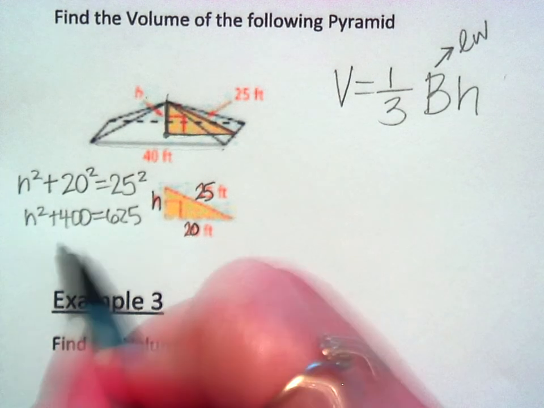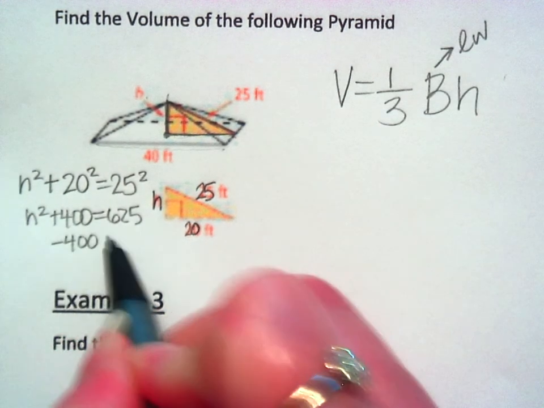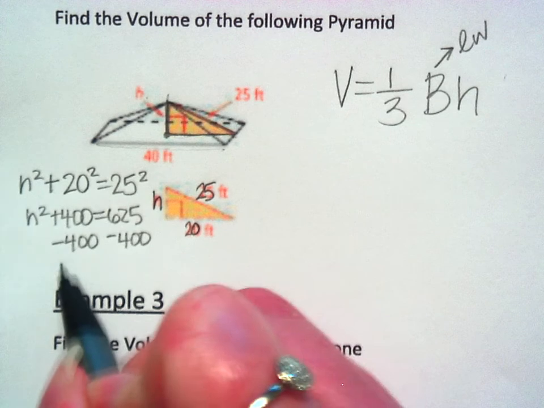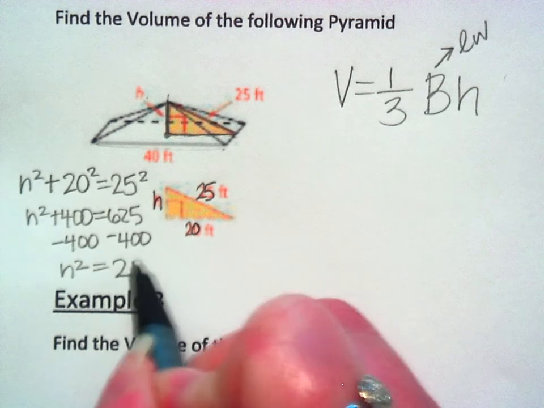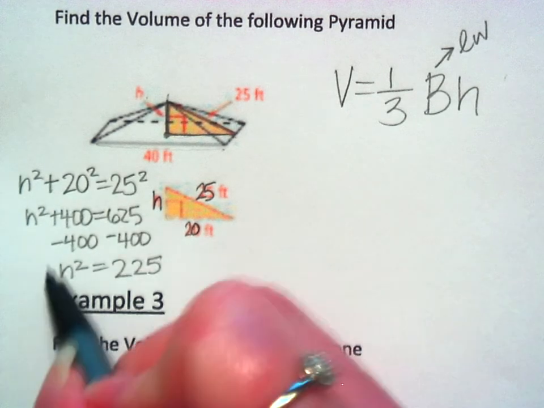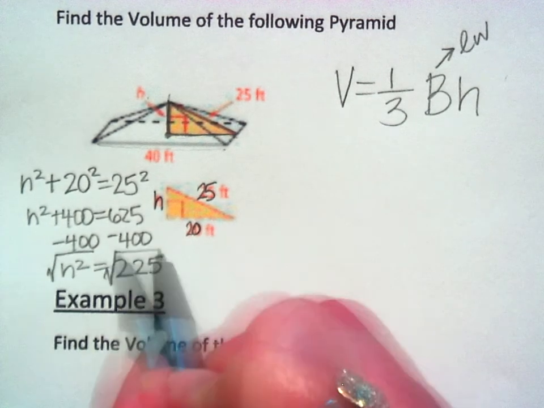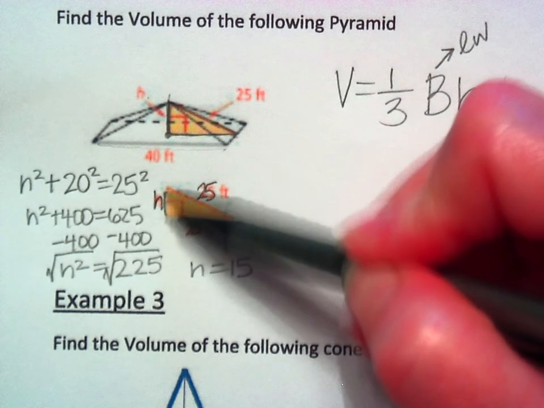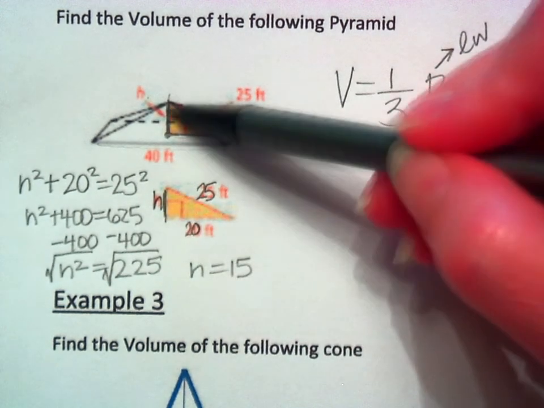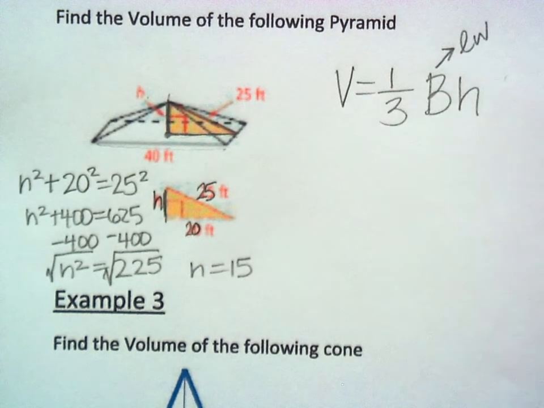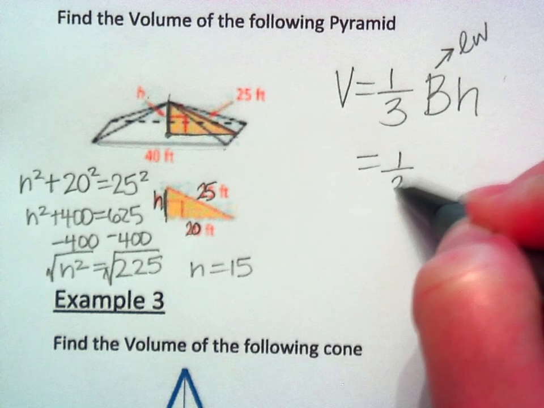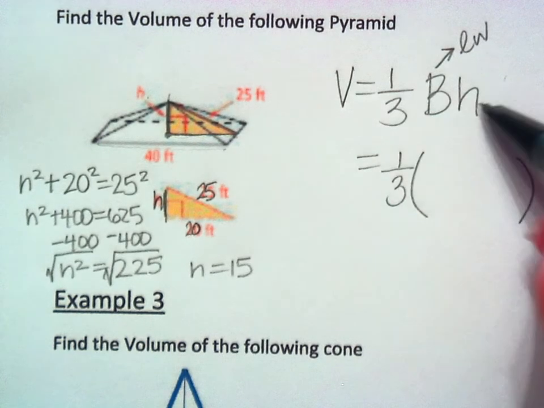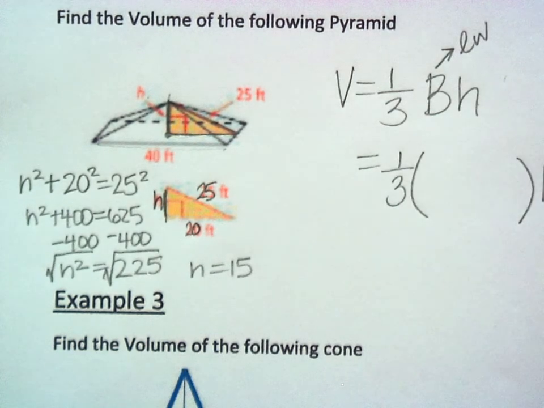Then we'll subtract 400 from both sides, and we get h squared equals 225. Then we'll take the square root of both sides, and we get h equals 15. So the height right here is 15. Now we can plug everything into our formula. The height is 15, so we'll plug that in for height.